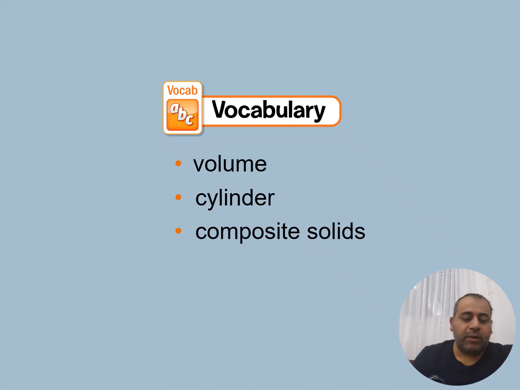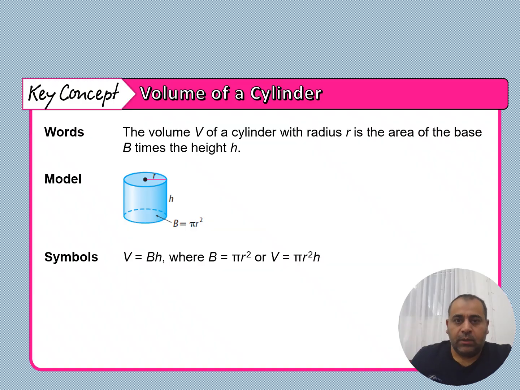Today we are talking about the volume of a cylinder. Today we learn together how to find the volume of a cylinder and the composite solid. First, you should know what the volume means. The volume is a space. That means any solid has space.